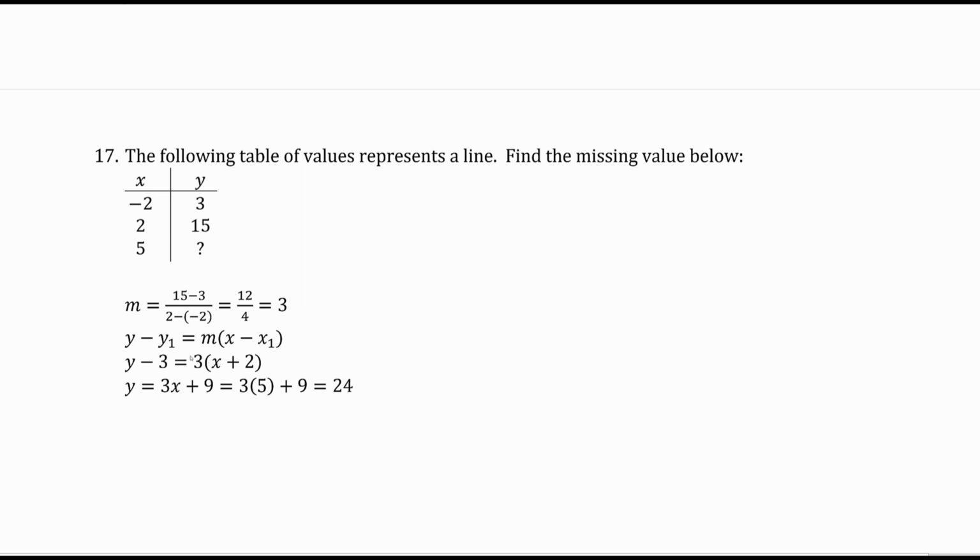We use distribution, 3x plus 6, plus another 3 is 9, and we now substitute the x value of 5 into this line equation. 3 times 5 is 15, 15 plus 9 is 24. So the mystery number is 24.